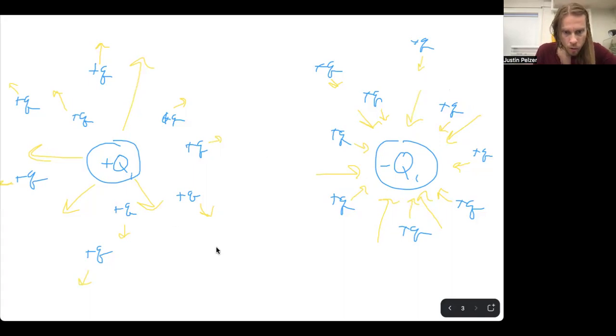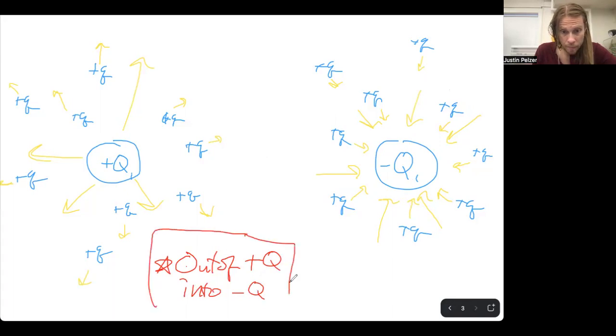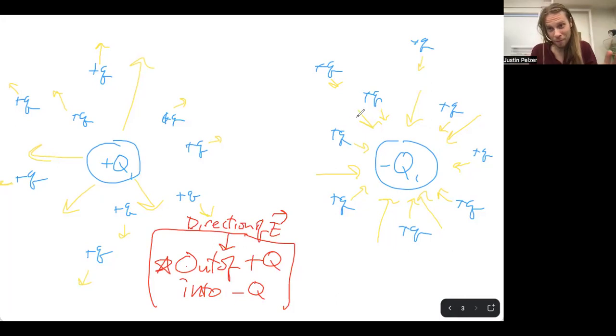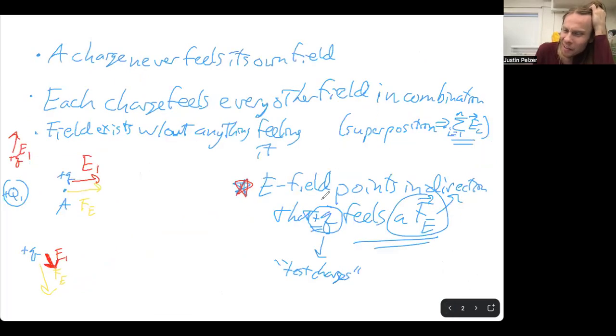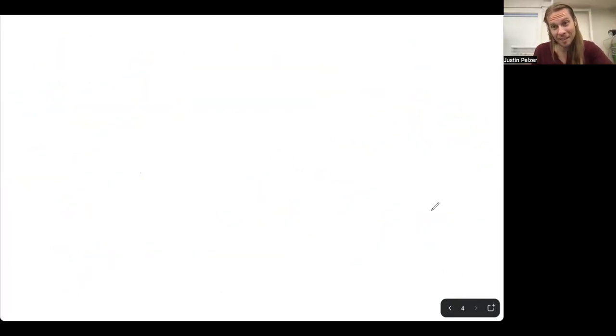So I usually say, remember, out of positive, into negative. That is the direction of E. Remember, E is different from F. Now, they're related. So you might say, but I thought they were the same thing. Isn't the E field the same as the electric force? Well, no. It almost is exactly the same thing.